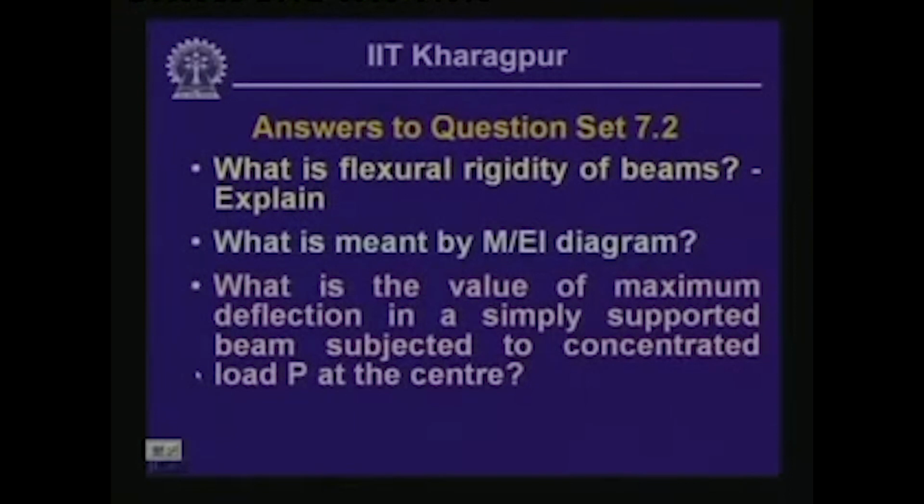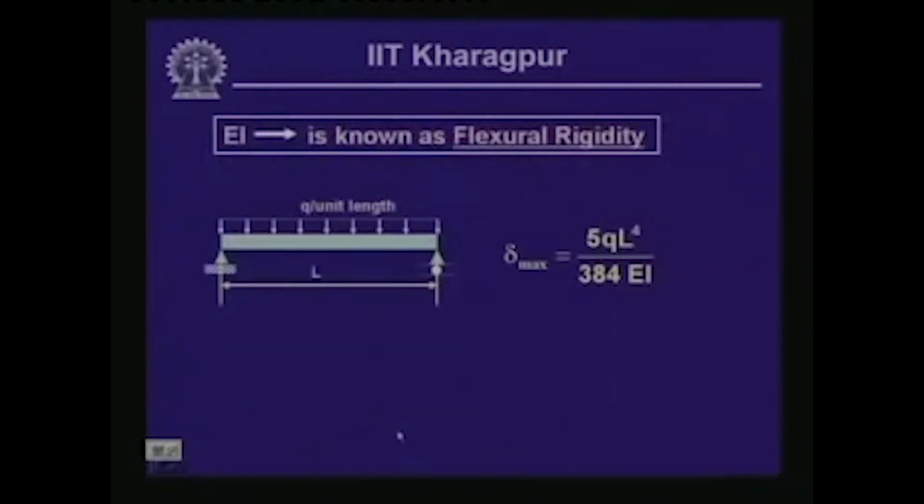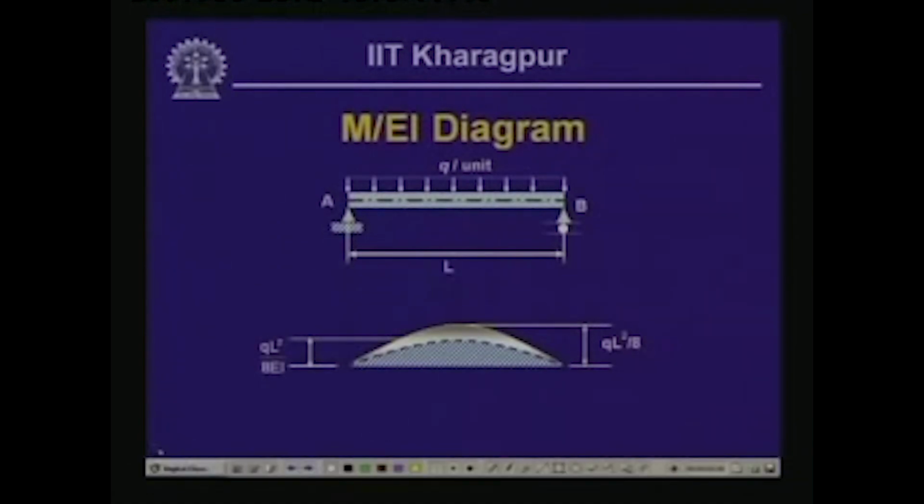Now, the second question was, what is meant by M by EI diagram. This is interesting, and with reference to the present lesson we will be discussing it in more detail. Let us look into what is really meant by M by EI diagram. As the terms you are acquainted with, we generally designate the bending moment in the beam as M.